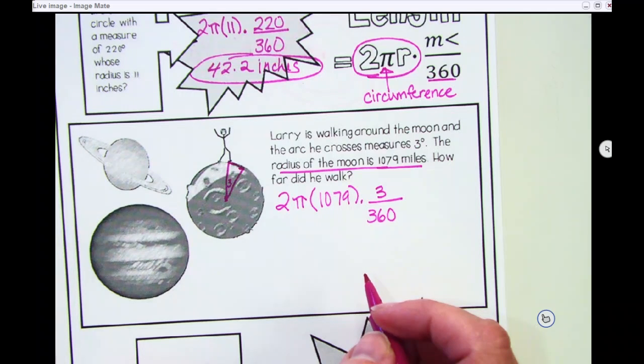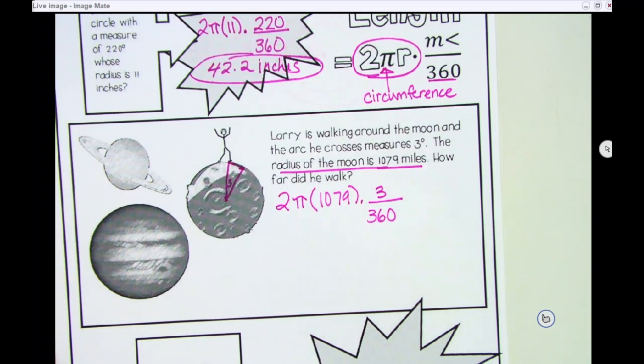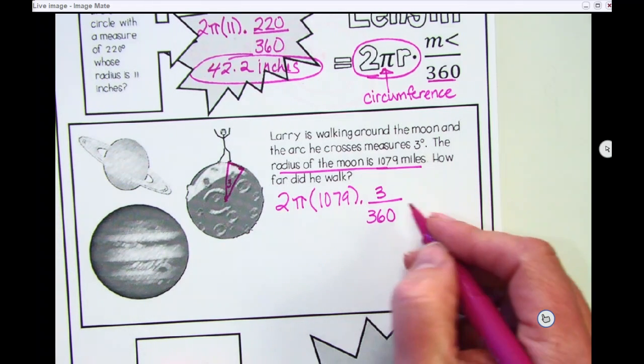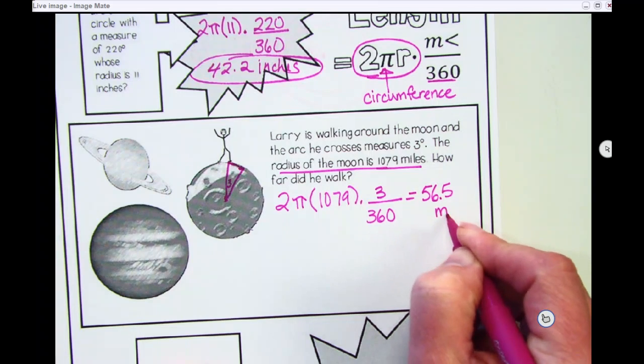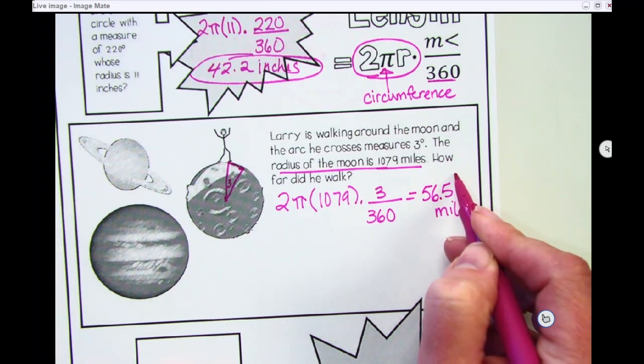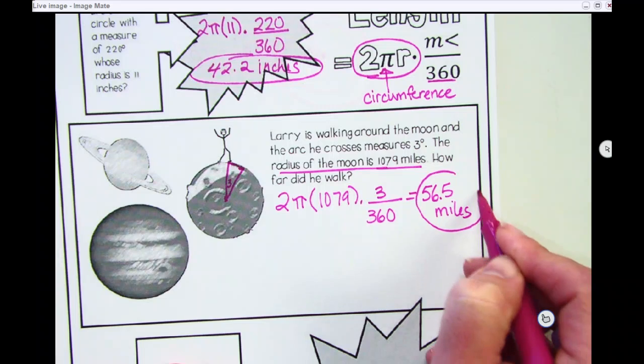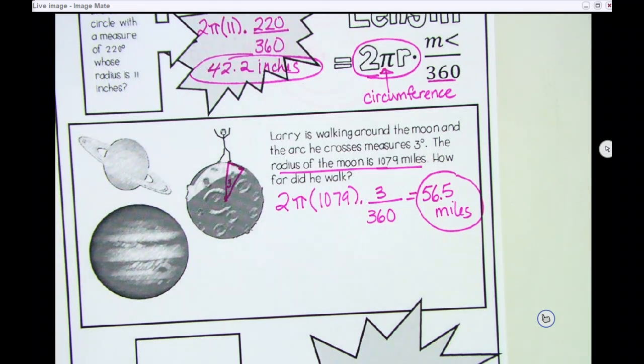What did I do wrong? Oh, I didn't type 1079. Like, that's way too tiny. I messed up. So he went 56.5 miles. It's a good thing he weighs less in space, so he could just hop, skip, and jump across that, right?